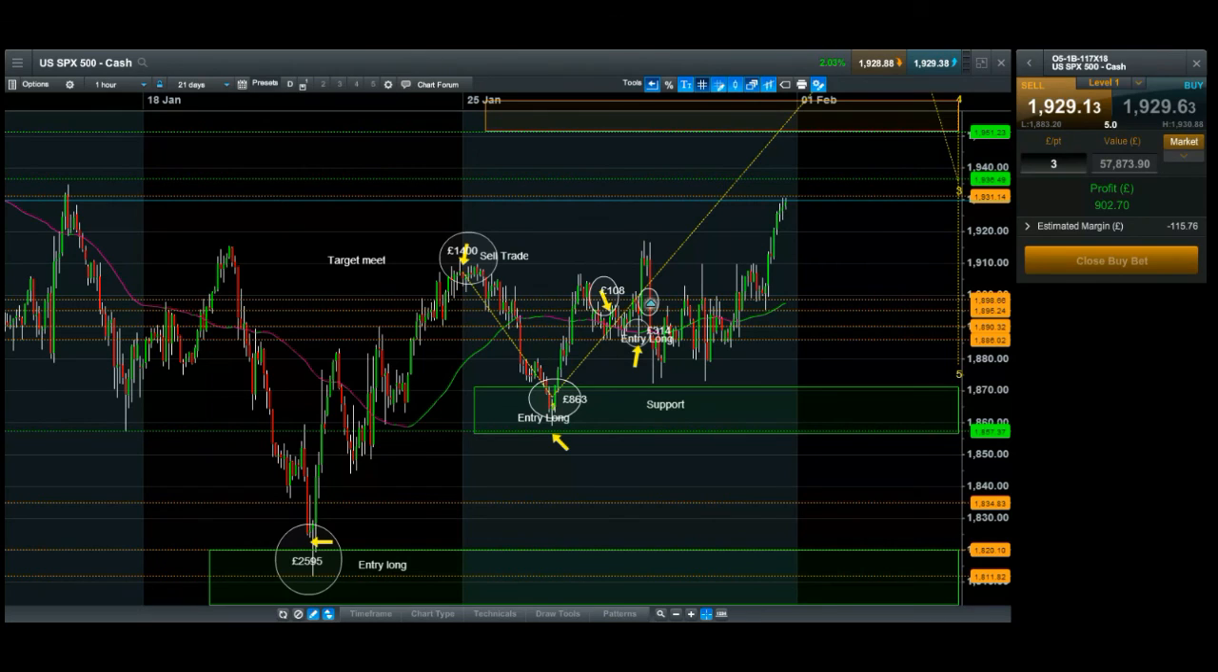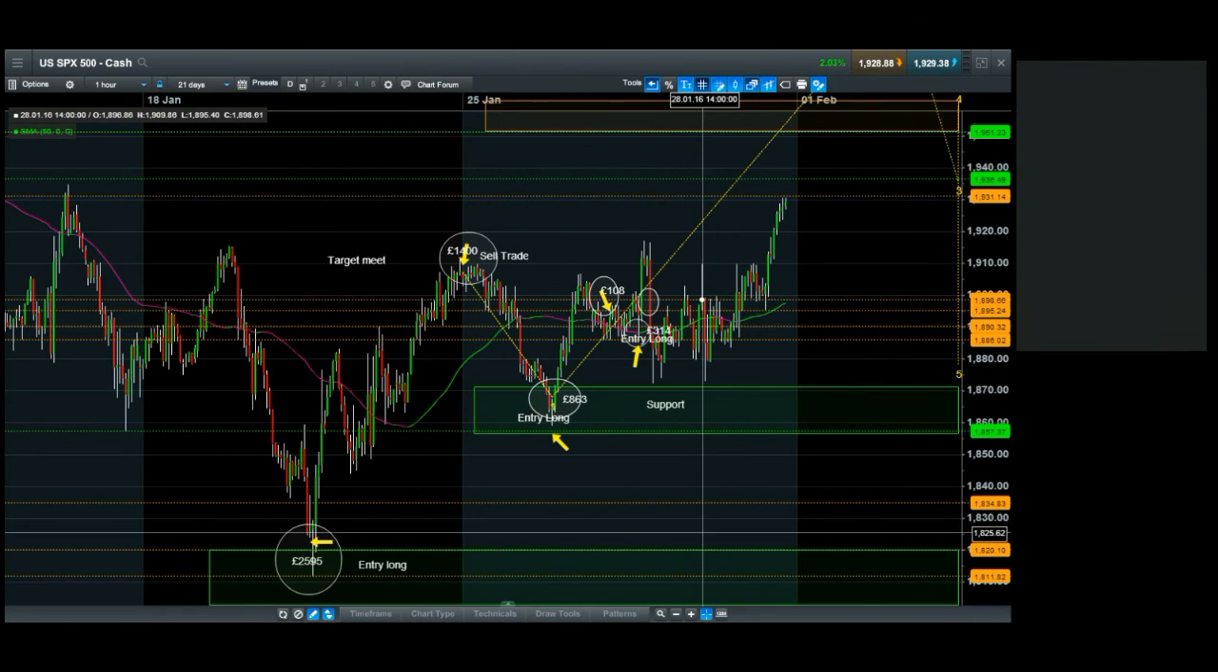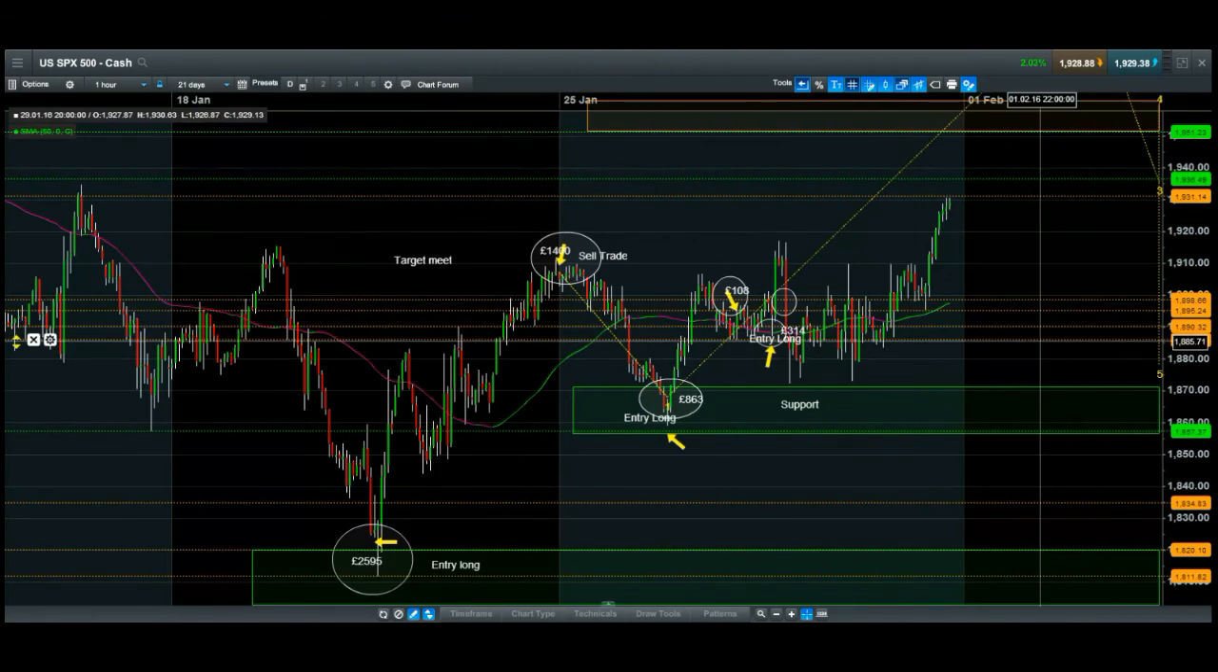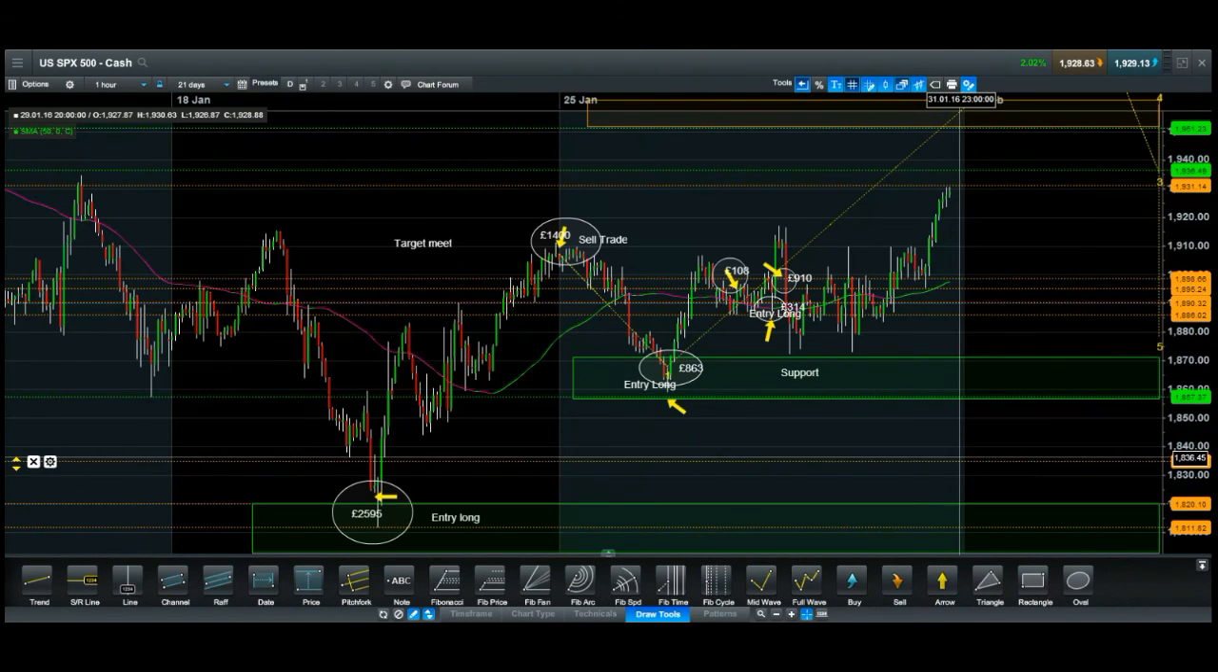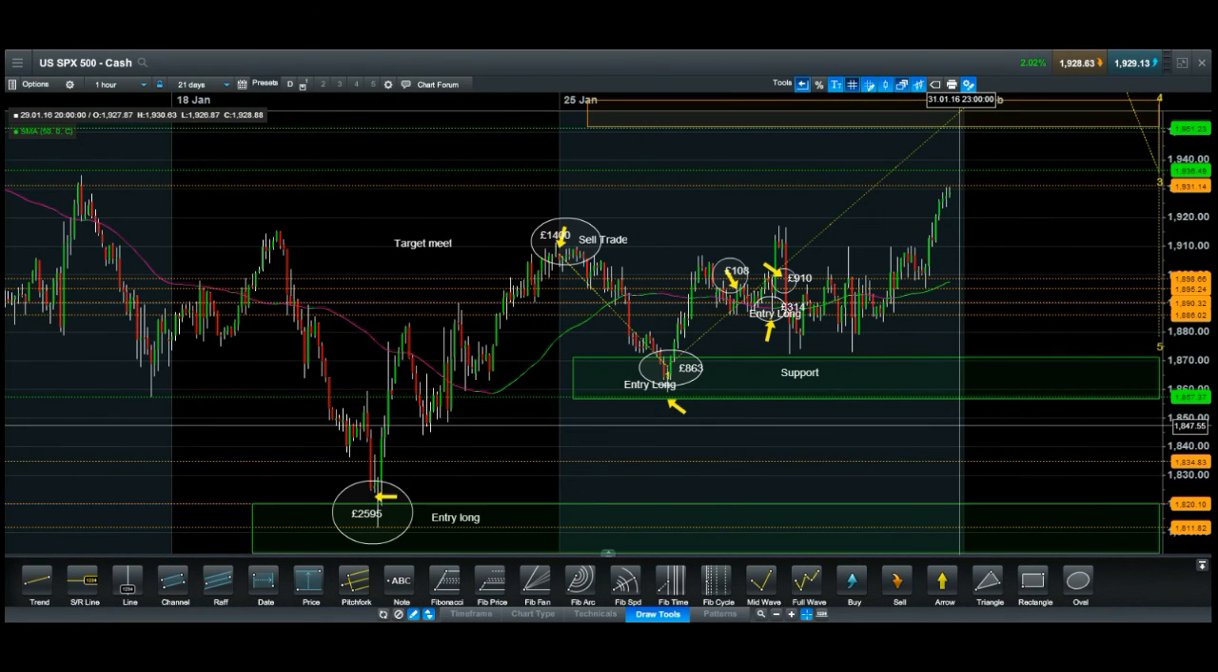I'm happy with this week's trading with the S&P 500. It's been a very good week. Altogether, it's about 6,500 profit for this week.